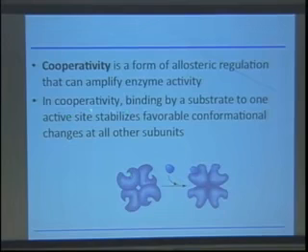And very typically with cooperativity, we see that binding by a substrate to one active site in an enzyme complex causes favorable conformational changes in all the other subunits. So if you were plotting out the activity of an enzyme as a function of substrate concentration and you had a cooperative effect, you would see a very steep increase in enzyme activity as a function of very small changes in the substrate concentration because of this cooperative effect.